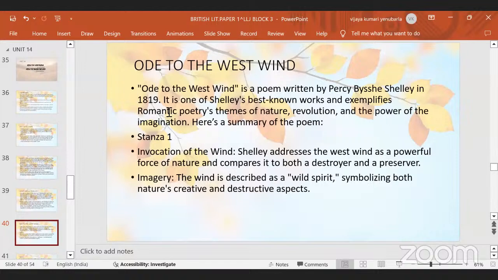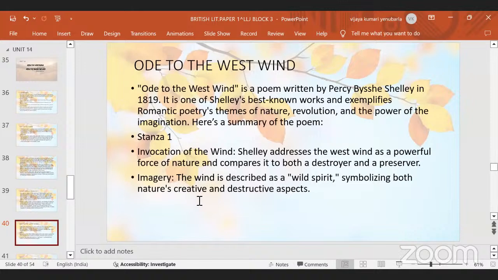Ode to the West Wind is a poem written by P.B. Shelley, and it is one of Shelley's best-known works and exemplifies romantic poetry's themes of nature, revolution, and the power of the imagination. You have all the elements. You have the themes from nature, you have revolution, and you have power of imagination.